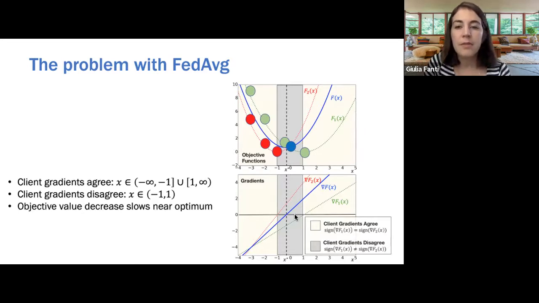So inside this middle region, there's always at least one client whose updates are dragging the server iterates away from the global optimum because the gradients are pointing in different directions. In fact, the problem with FedAvg is that when the gradients are disagreeing, you always have at least one client that's slowing down your approach to the global optimum.